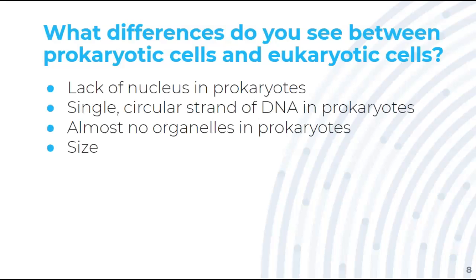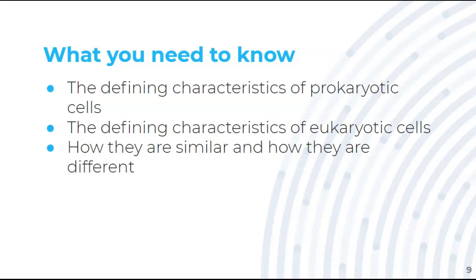I could think of the fact that there's no nucleus in prokaryotes. I could think of that in prokaryotes, they only have a single circular strand of DNA. And basically, prokaryotes have almost no organelles whatsoever, right? Like just a ribosome, and that's about it. And then, of course, the size. Prokaryotic cells are usually teeny, teeny, tiny, and eukaryotic cells are typically much, much bigger. Okay, so that's it. Pretty basic.